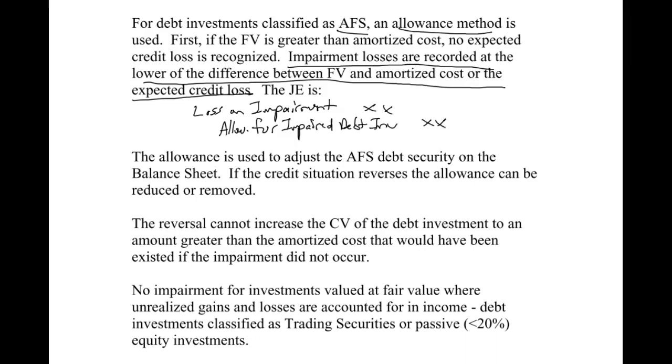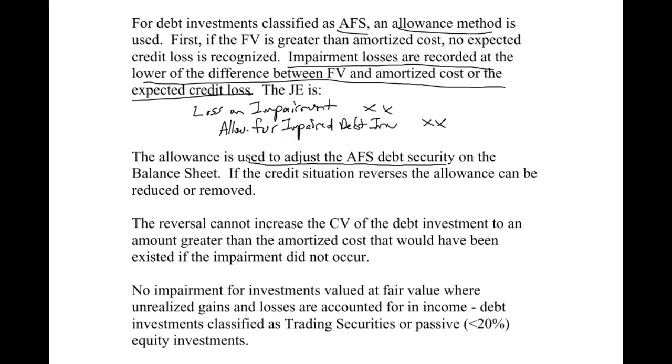Now, this stuff can get more complicated when we start getting into all these credit losses and things like that. I typically cover this on a fairly high level just to make students aware of it. If your teacher gets into a lot more detail with this, then you're going to have to do the same, so just be prepared for that if it does happen. The allowance is used to adjust the available for sale debt security on the balance sheet. If the credit situation reverses, the allowance can be reduced or removed. So that's something to keep in mind.